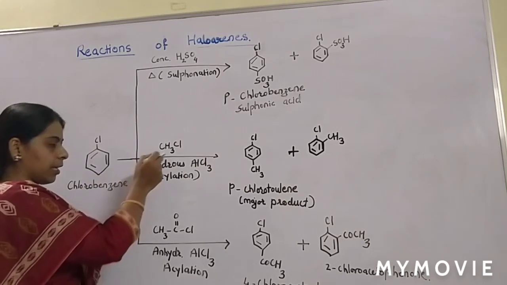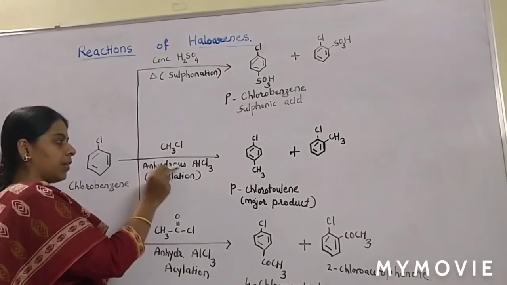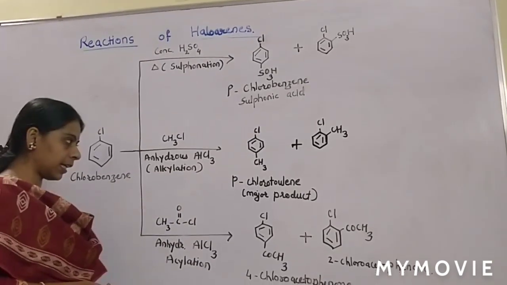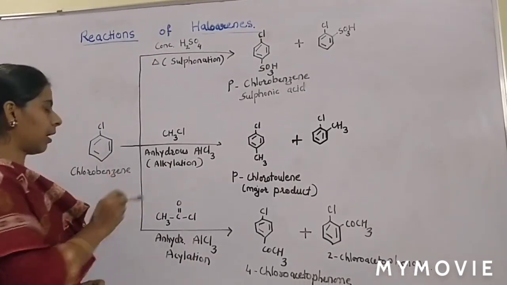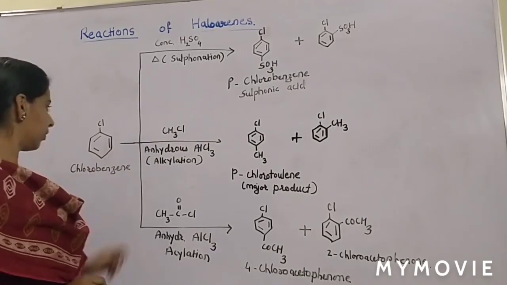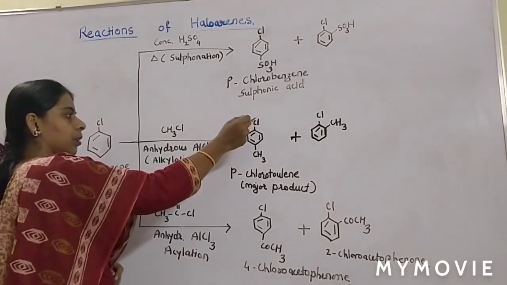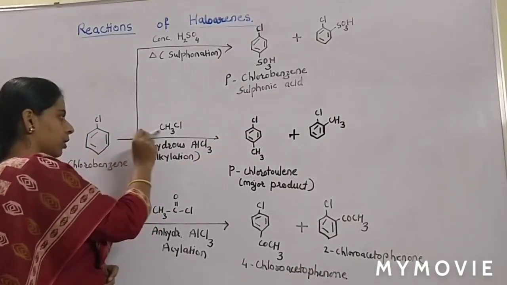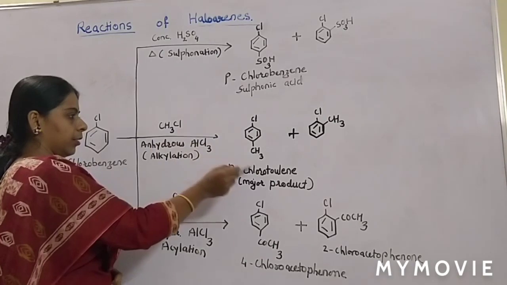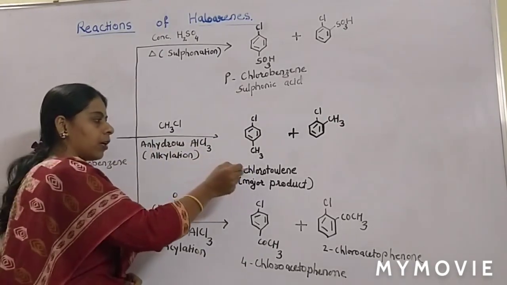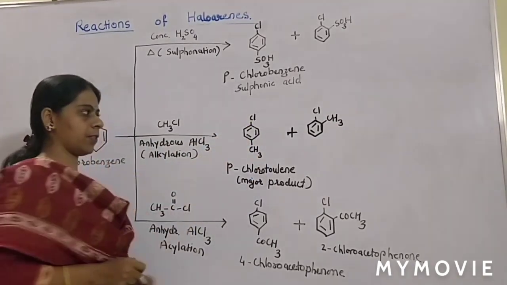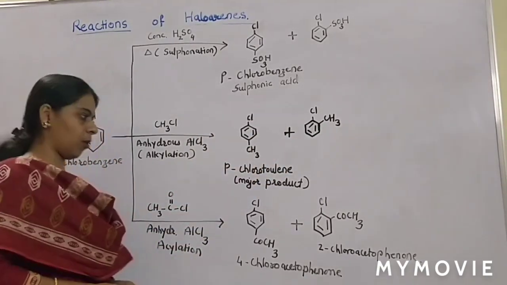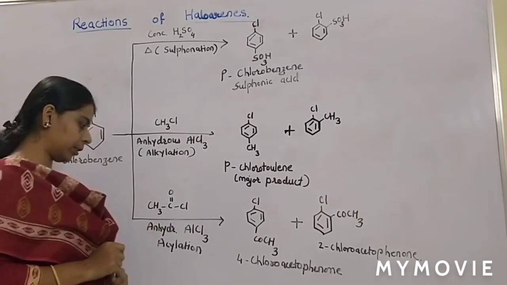Now see, chlorobenzene reacts with CH3Cl in the presence of anhydrous aluminium trichloride, AlCl3. This reaction is known as alkylation. While reacting these two components, chlorine is already attached on the benzene ring, and one of the hydrogens is replaced by the CH3 alkyl group. So CH3 is attached here. The para-chlorotoluene compound is formed, and like this the ortho-chlorotoluene compound is formed. The para is the major product by the rule.